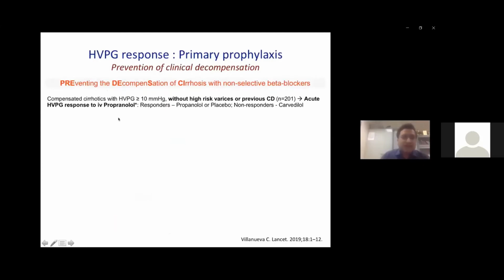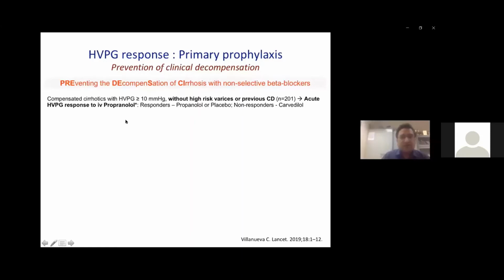So you can see here HVPG more than 10 is not uncommon in patients with compensated cirrhosis. Higher HVPG, as we have shown earlier, is a predictor of poor outcome and more severe decompensation in these patients. So this study was published in Lancet 2019.